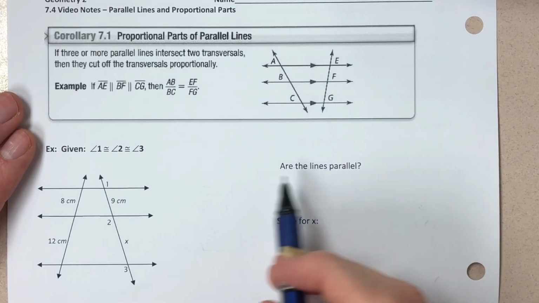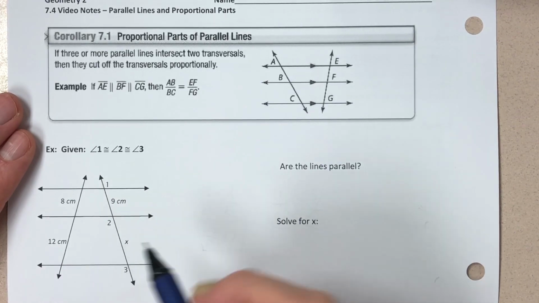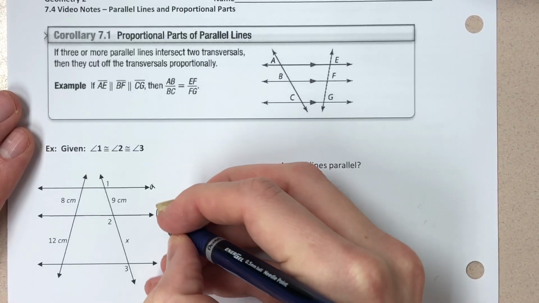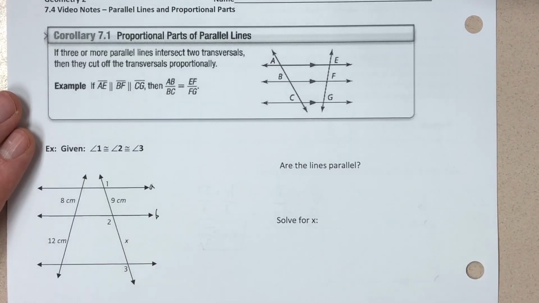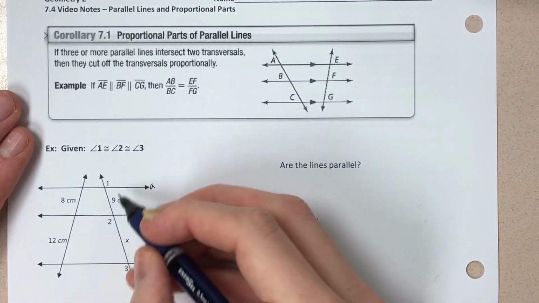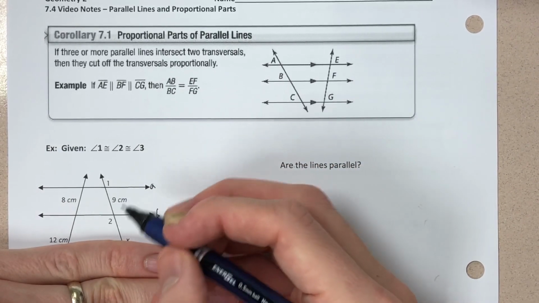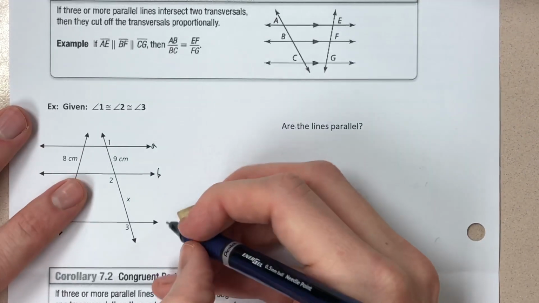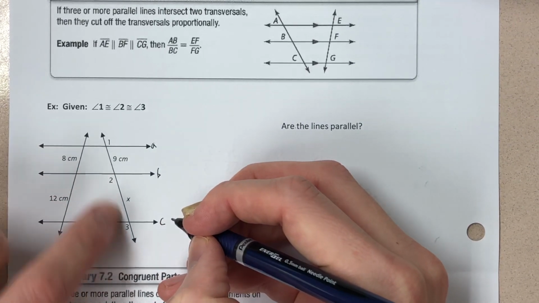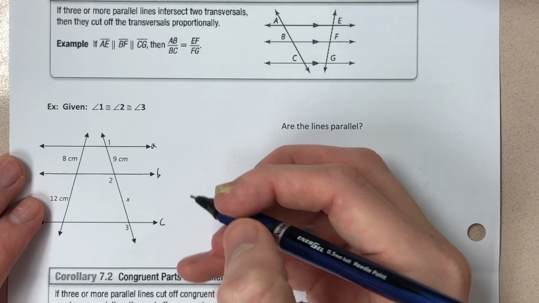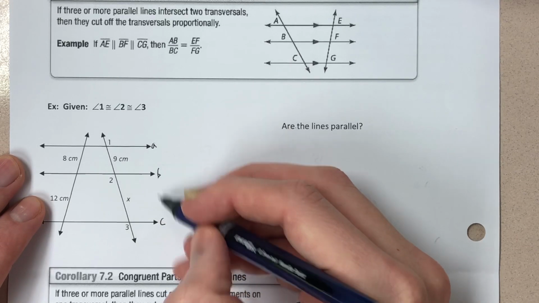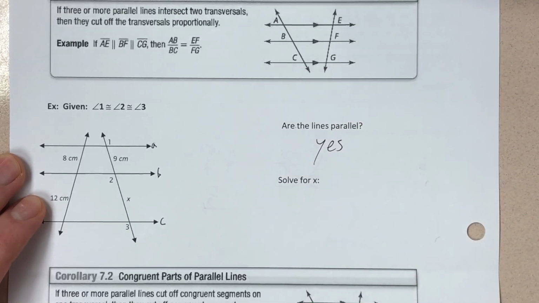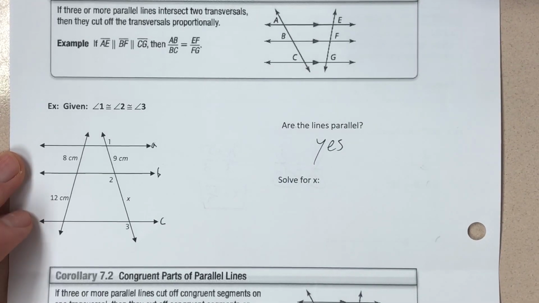So here it's asking, are these lines parallel? We could say this first one, we'll call this line A, is parallel to B, yes, by alternate exterior angles. 1 and 2 are alternate exterior angles just in these first two parallel lines. And then here with B and C, these two are parallel to each other because 2 and 3 are corresponding angles. So if A is parallel to B, B is parallel to C, A is parallel to C, and they're all parallel. So we can say, yes, all the lines are parallel.